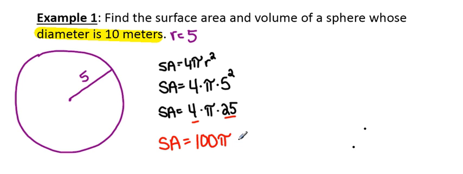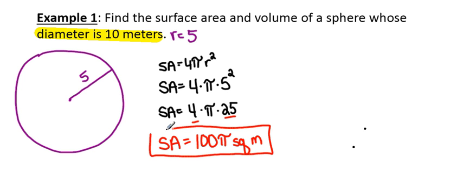We're finding surface area. Surface area is measured in square units. Our units for this question are in meters. So our total surface area here is either 100π square meters or 100π meters squared.